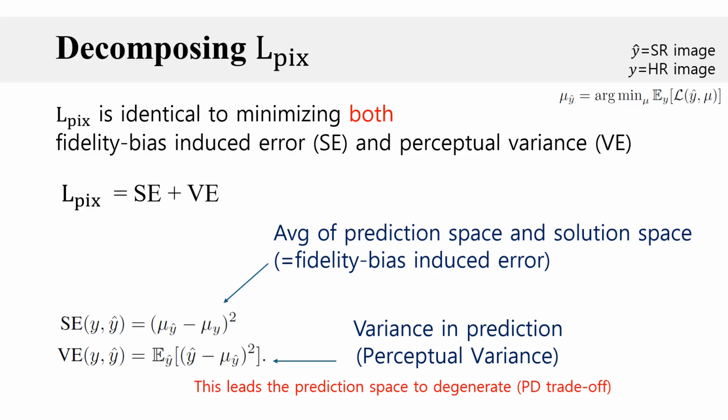Here, I don't want to go into the details of the complicated math, but note that LPIX is basically MLE, as in the upper right corner, and this can be divided into two terms, which are exactly the terms we defined in the previous slide, the SE term and the VE term. This means that LPIX can be understood as minimizing both SE and VE. Since we have discussed that VE reduction leads to blur, we have now narrowed down which factor of LPIX specifically leads to blur.